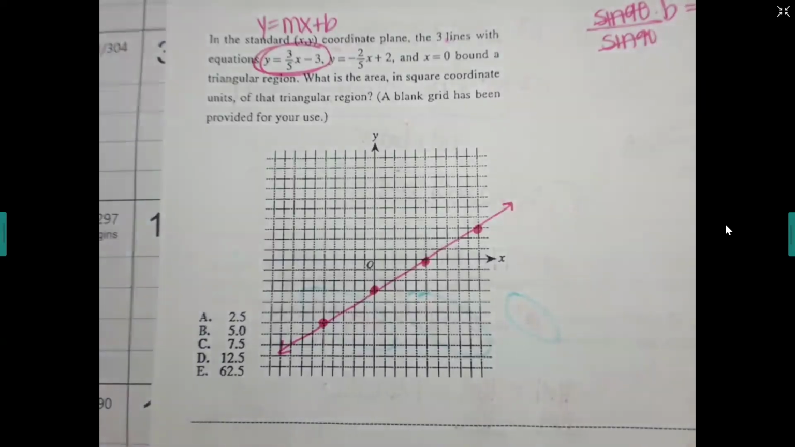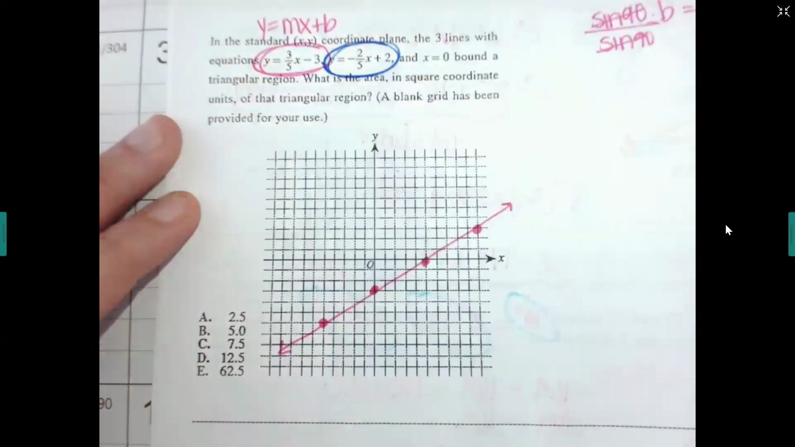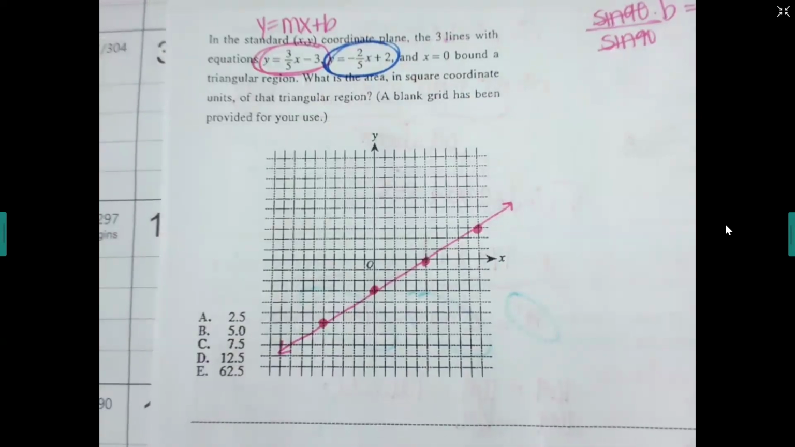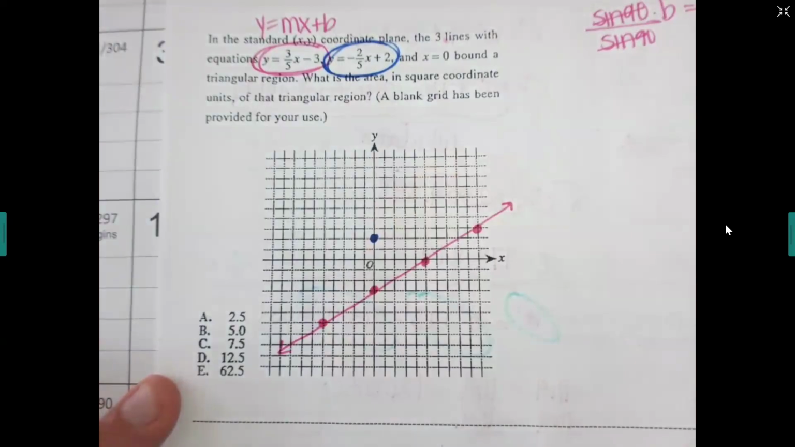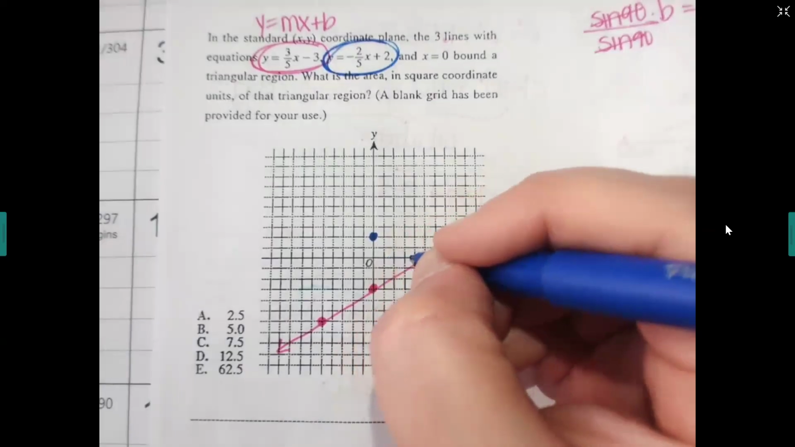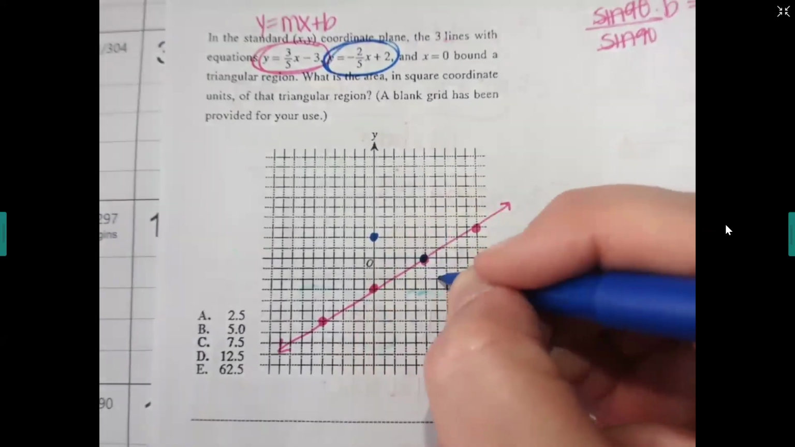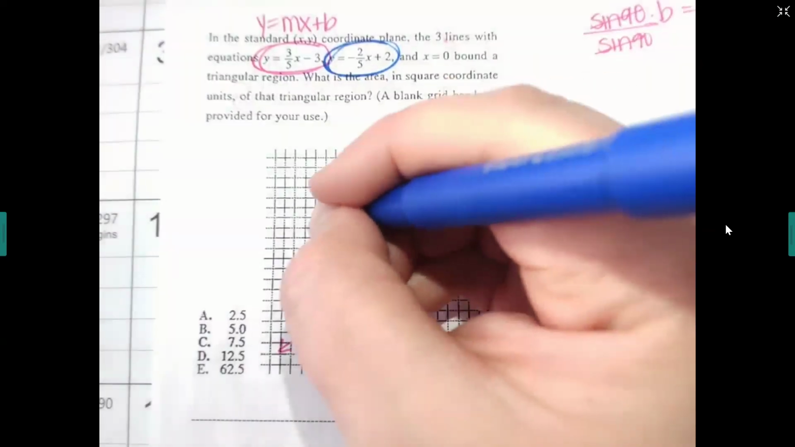Okay, the next equation I'm given is -2/5 x plus 2. So where am I going to start for that equation? What's my plus b number this time? 2, right here. And then my slope this time, do you see that it's a -2/5? So I'm going to go down 2, over 5. 1, 2, 1, 2, 3, 4, 5.